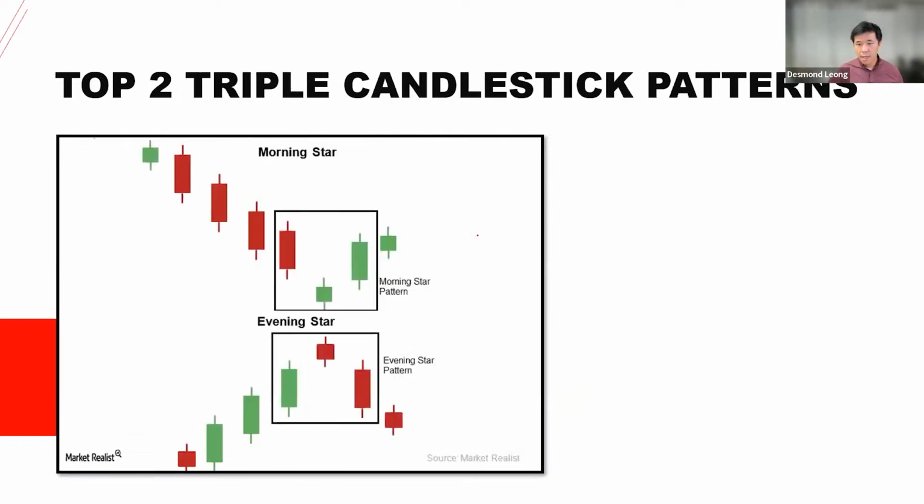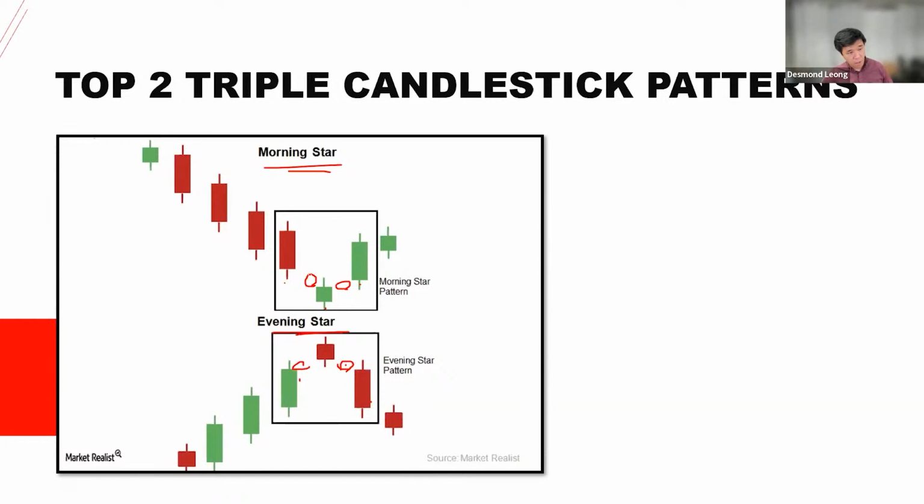Another of my favorite patterns, a triple candlestick pattern: morning star and evening star. It requires 1, 2, 3. This happens a lot less in Forex because you don't get that many gaps. You can see the gaps over here and over here. This happens a lot less in Forex, but it happens a lot more in indices and shares. So if you do see it, it's a pretty good one to use.